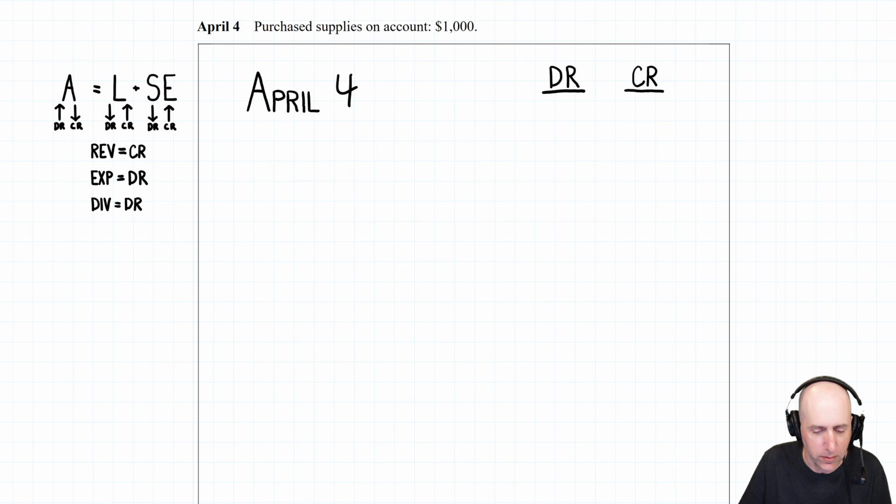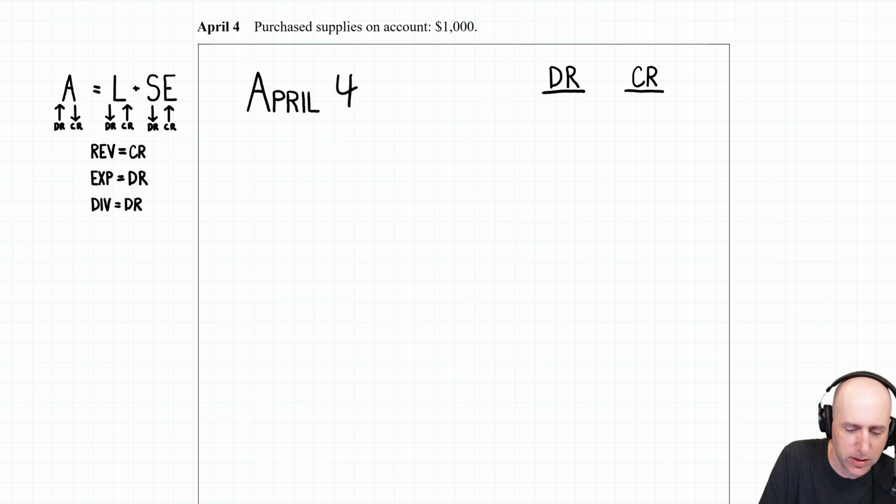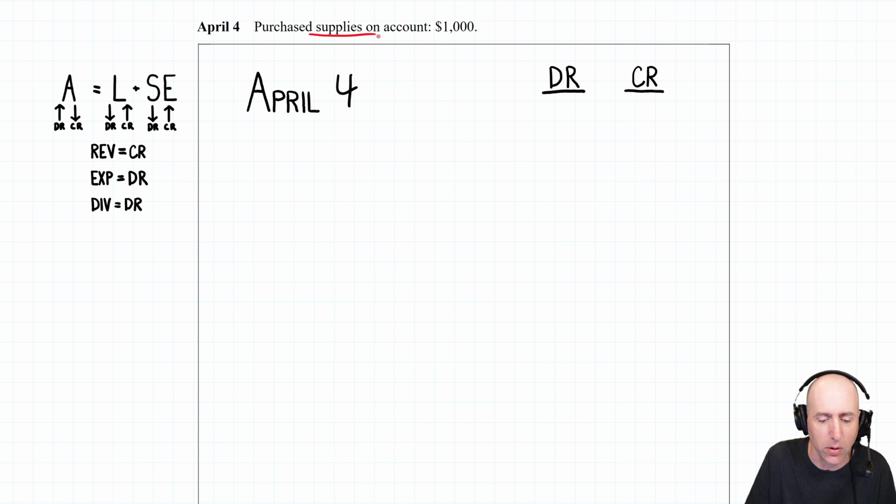Okay, let's continue to April 4th. Purchased supplies on account. Okay, did cash change hands? No. So when cash didn't change hands, I think, well, what did I do? What did I buy? In this case, I bought some supplies.